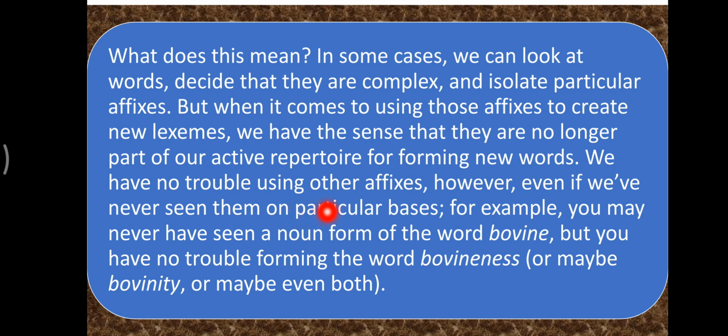We have no trouble using other affixes, however, even if we have never seen them on a particular base. For example, you may have never seen a noun form of the word baven, but you may think that we can add ness. We can say baveness, or we can say bavinity. You might not have seen such, but your sense tells you that you can add ty or you can add ness. You have no trouble forming the word baveness or maybe bavinity or maybe even both. But you can't add th with baven, right?